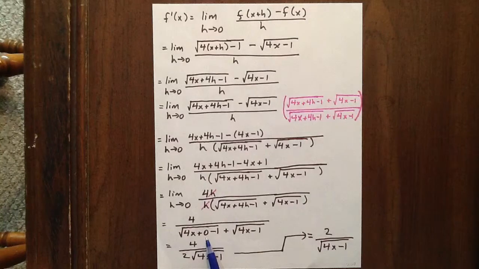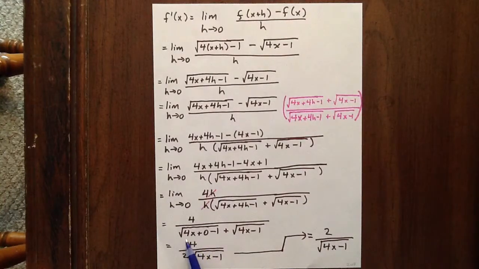At this point, we can sub in a value of 0 for h. And the square root of 4x plus 0 minus 1 is the same as the square root of 4x minus 1. So we're taking the square root of 4x minus 1 and adding the square root of 4x minus 1. So we have 2 of those square root of 4x minus 1s. And then we recognize we have a factor of 4 and a factor of 2. We can simplify, and ultimately the derivative is 2 over the square root of 4x minus 1.